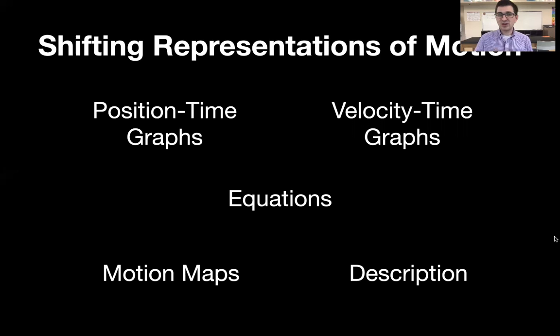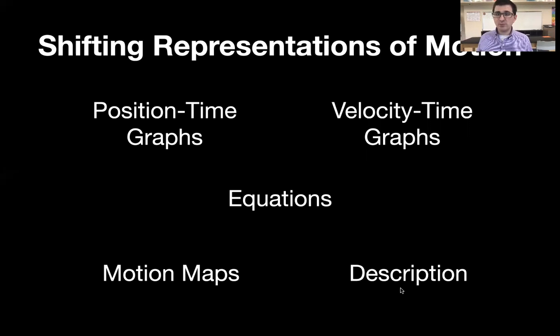So you may look at a position versus time graph and be asked to make the description, or you may be given a description and asked to make, I don't know, the velocity versus time graph. So by the end of this unit, you should be comfortable moving back and forth between any of these five. You can be given one of them and asked to make another one of them. And you should be able to do any sort of combination of these five things.